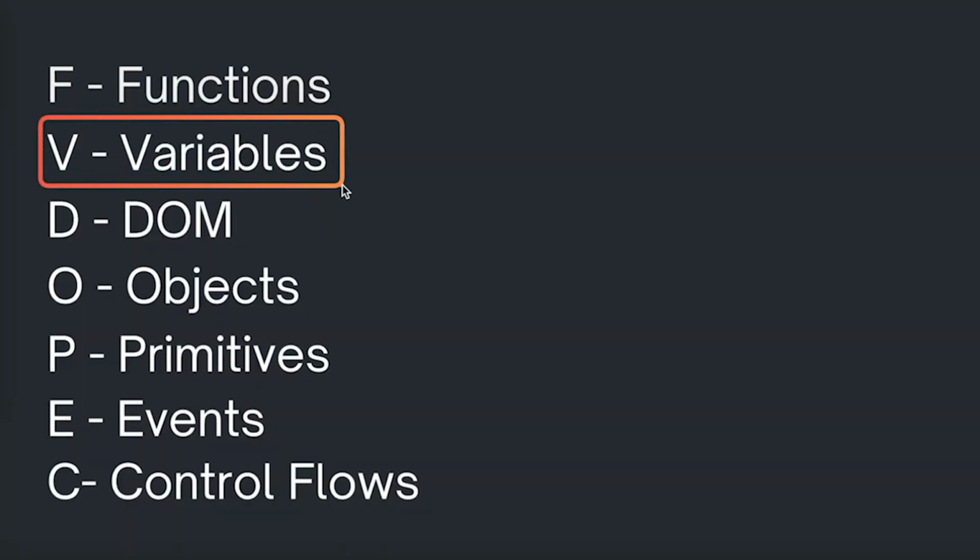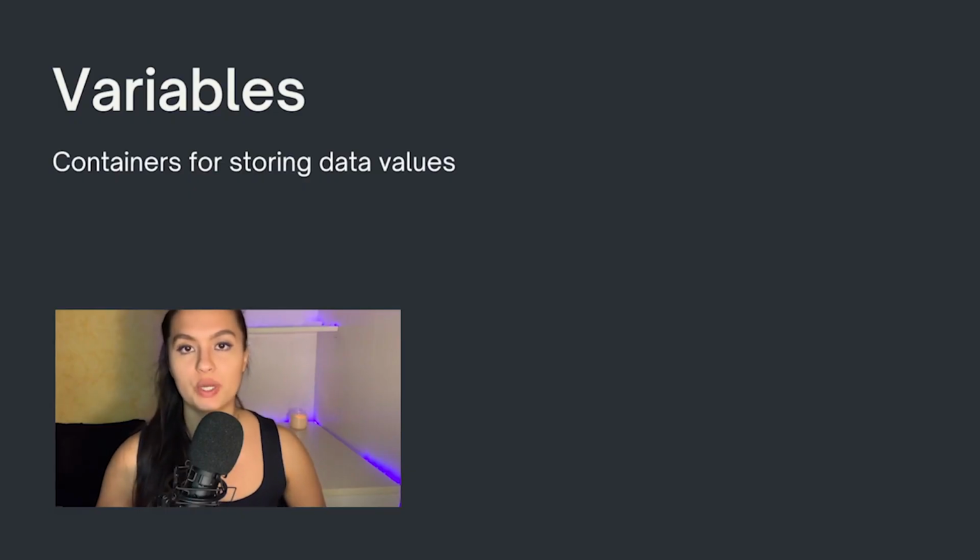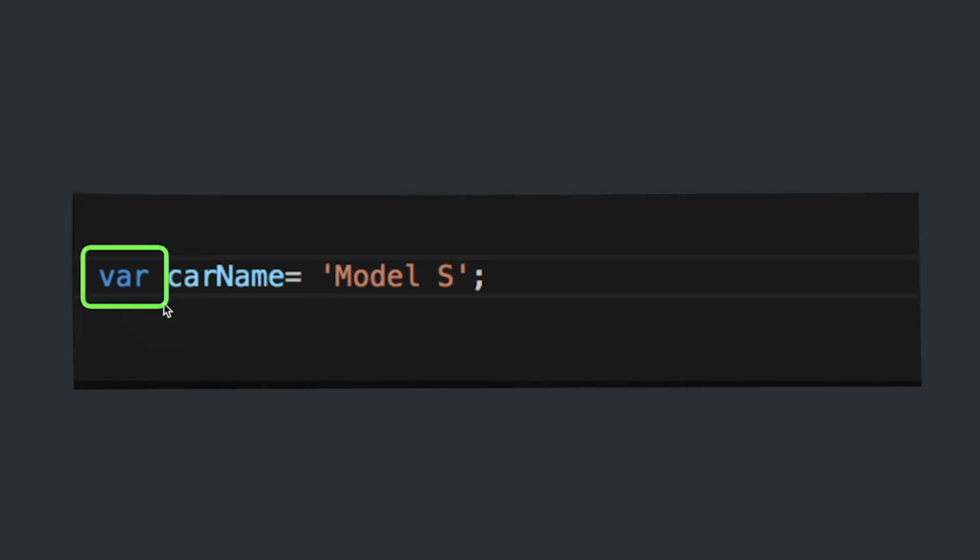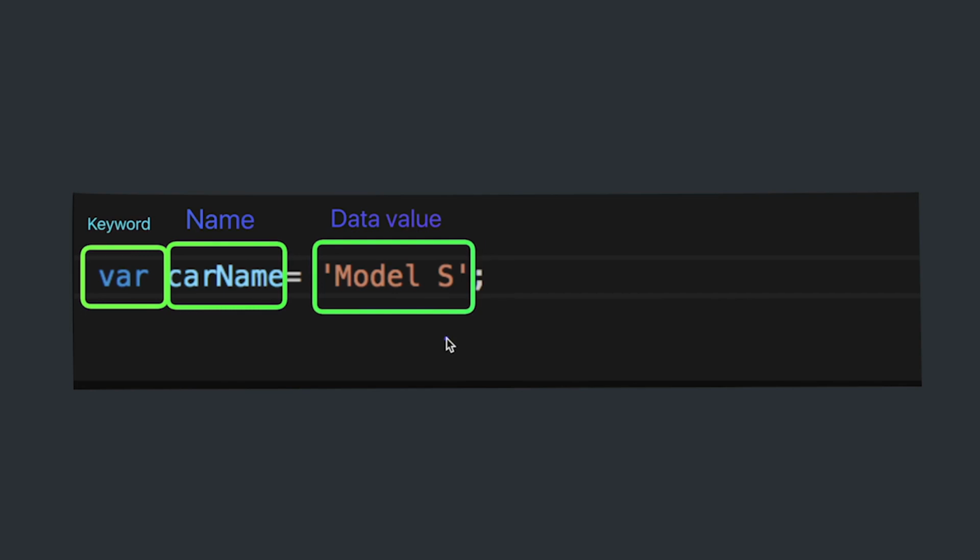Next, we're going to move on to variables. Variables are containers for storing data values. When you want to declare a variable, you use the var keyword followed by the variable name. Because variables store data, we are going to assign the variable data.